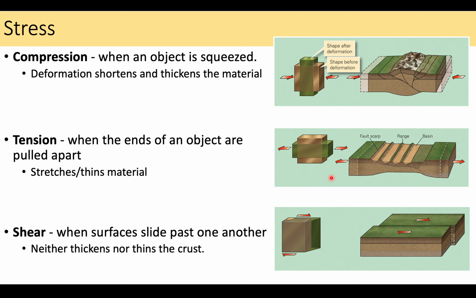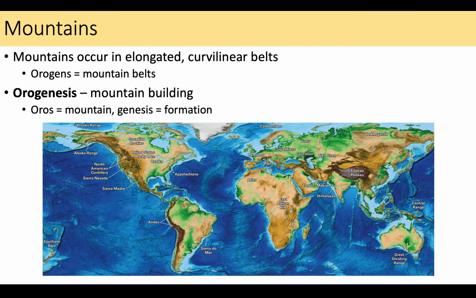Tension is when you're pulling apart. So this is going to stretch in length and also thin in height. And then shear. So shear is where we have two surfaces sliding past each other. This isn't really going to change the thickness or the height of the crust, but it's just going to change the locations of things relative to each other.